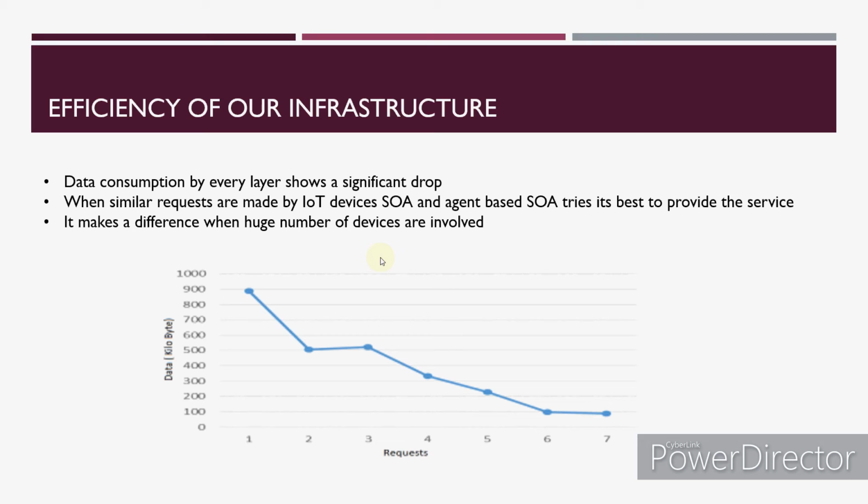I mean, when you are using that, let's say in a home environment or in a neighborhood, one or two SOA or agent-based SOA will be running, and that will be limiting the data usage and giving the same quality of service. And that will also reduce loads in the main cloud service.